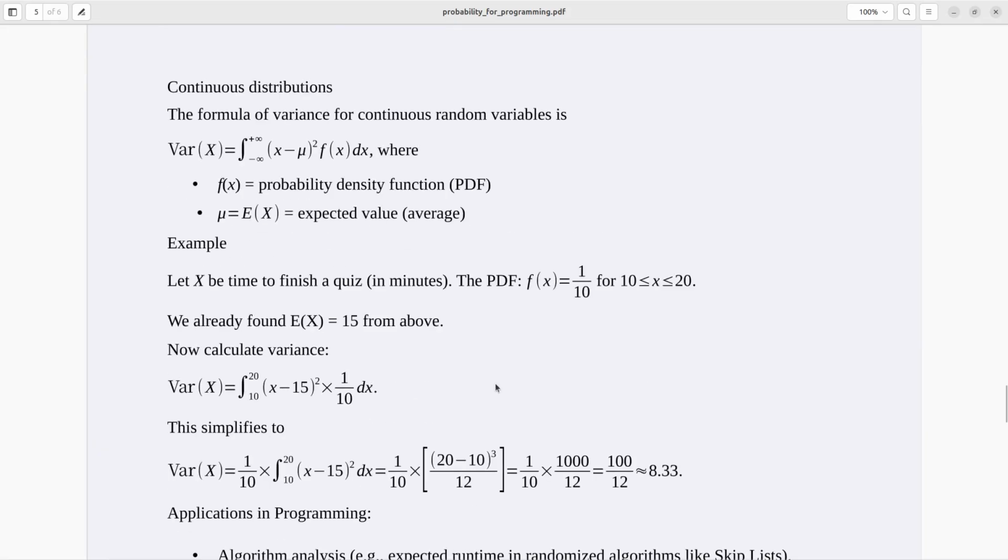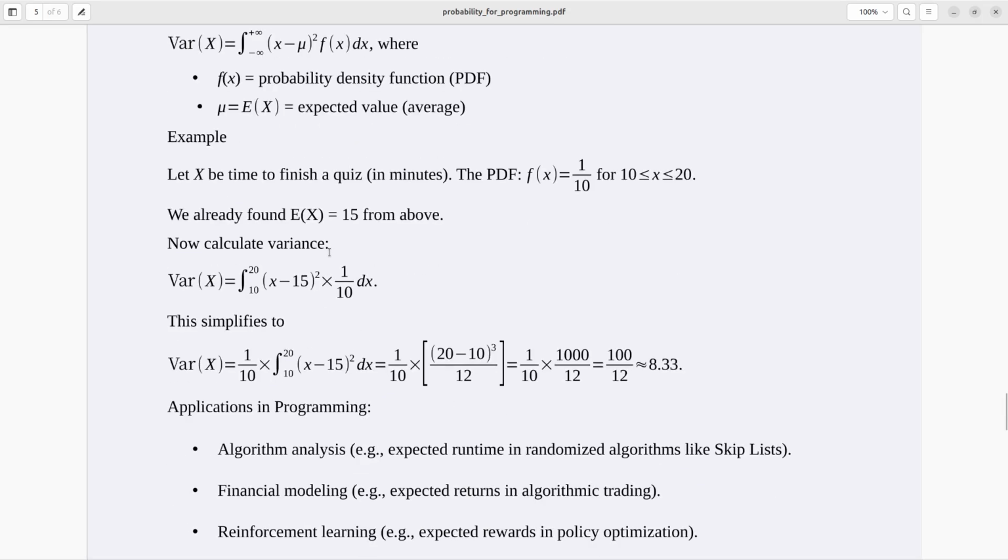So how about the continuous distributions? We can also have a formula for the variance of the continuous random variables, which is this one. Instead of using the sigma notation, I use the integral instead, okay? The integral would be from negative infinity to positive infinity, okay? And here, f of x is the probability density function, okay? Mu is again the expected value, okay? So let us see the example here, which is just the previous case.